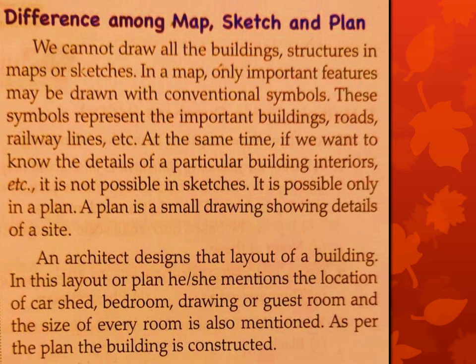So what is the difference among map, sketch and plan? We cannot draw all the building structures in a map or sketch. In a map only important features may be drawn with conventional symbols, and these symbols represent the important buildings, roads, railway lines, etc. But if we want to know the details of a particular building interior, that is not possible in sketches. It is only possible in a plan. So a plan is a small drawing showing details of a site.